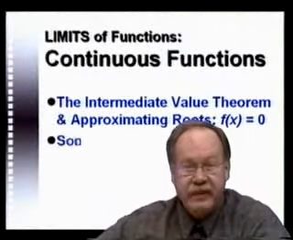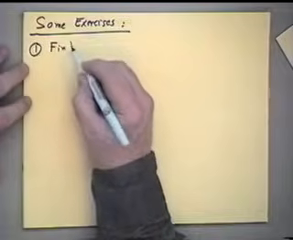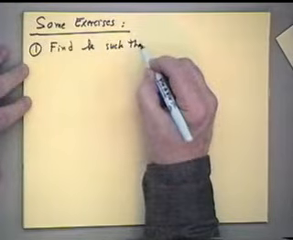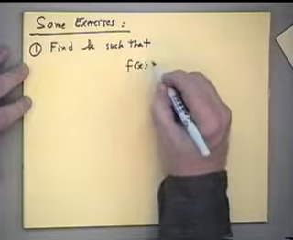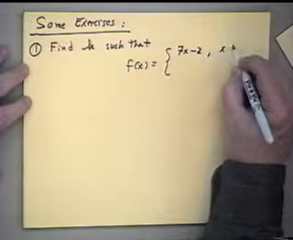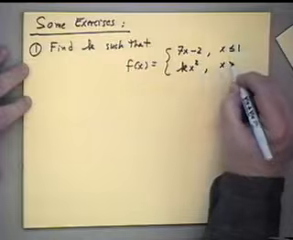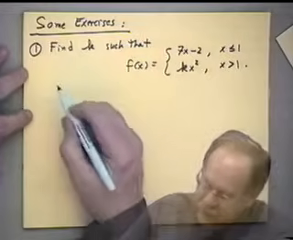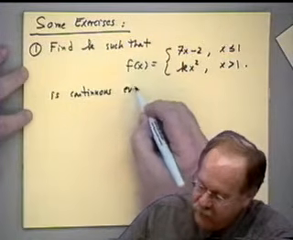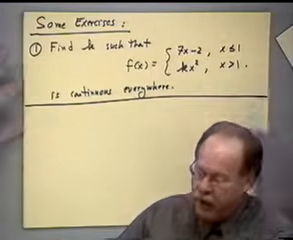Now, as I said, let's look at some exercises. The first one I will start you off with is the following. Find k, some real number k, such that the function defined by, piecewise defined, 7x minus 2 for x less than or equal to 1, and k times x squared for x greater than 1. Find a k such that that function is continuous everywhere. So that's your task. Why don't you give it a try?